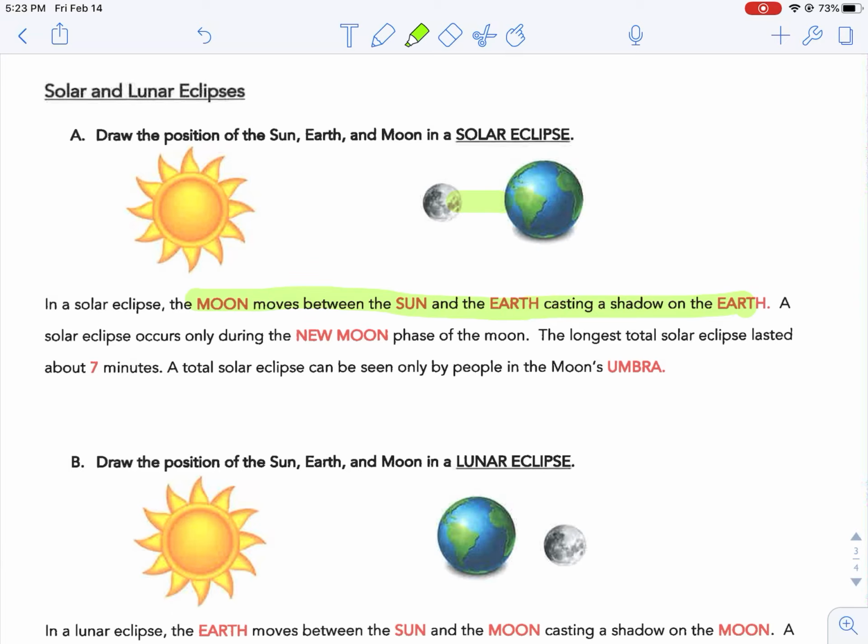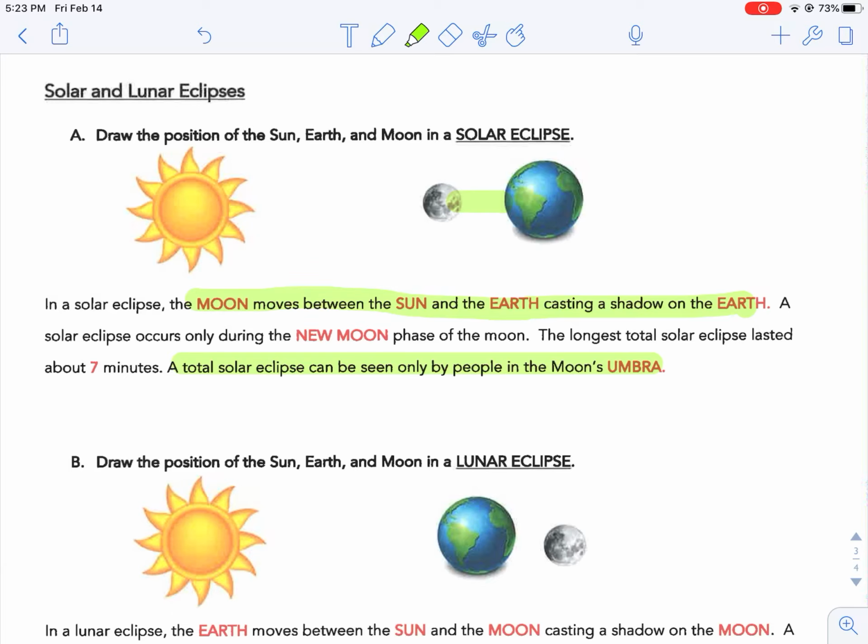So the really small dark area is going to be the umbra. So a total solar eclipse can be seen only by people in the moon's umbra. That's the darkest part of the shadow. Think about what we did when we did those illustrations. The darkest part of the shadow is the umbra.